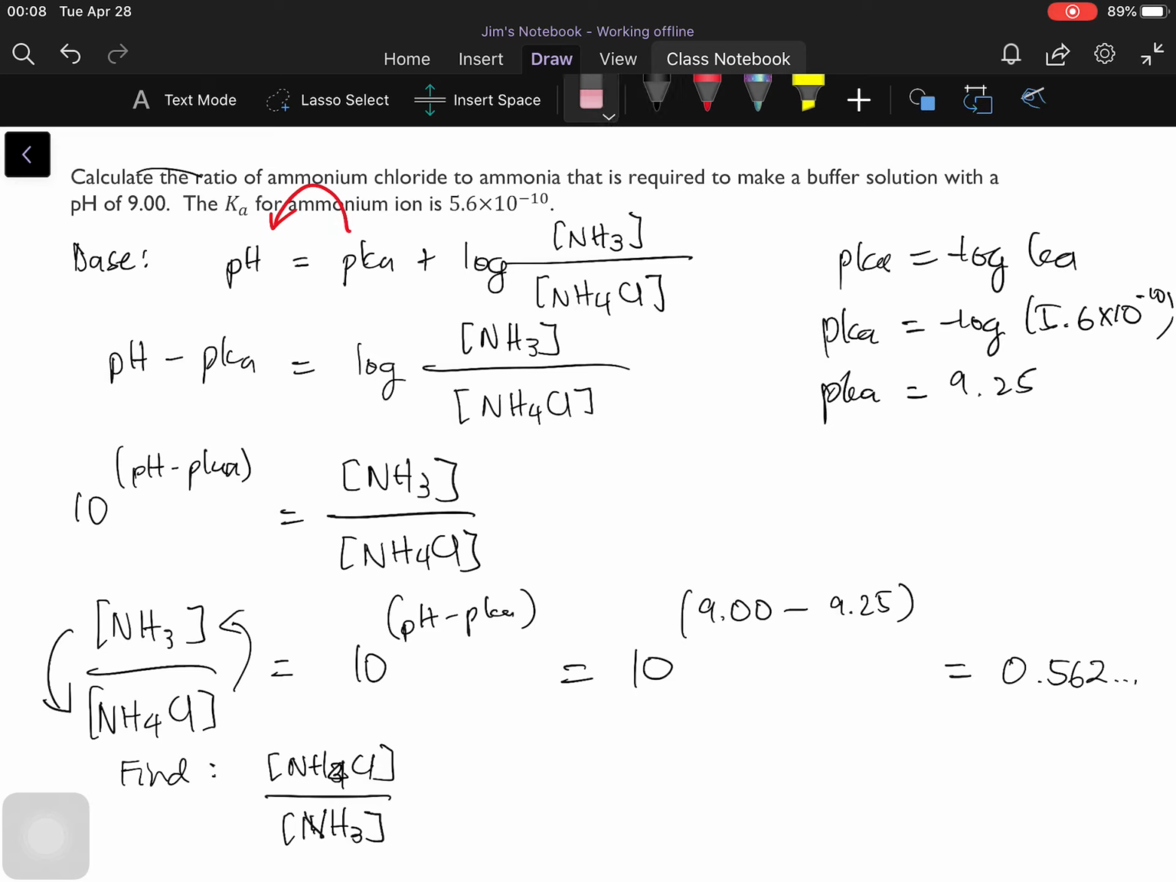Okay, so to solve for this, that is just 1 over 10 raised to 9.0 minus 9.25, and that will give us an answer of 1.78. Okay, so this is the ratio that we are looking for. So the ratio of ammonium chloride to ammonia is 1.78.